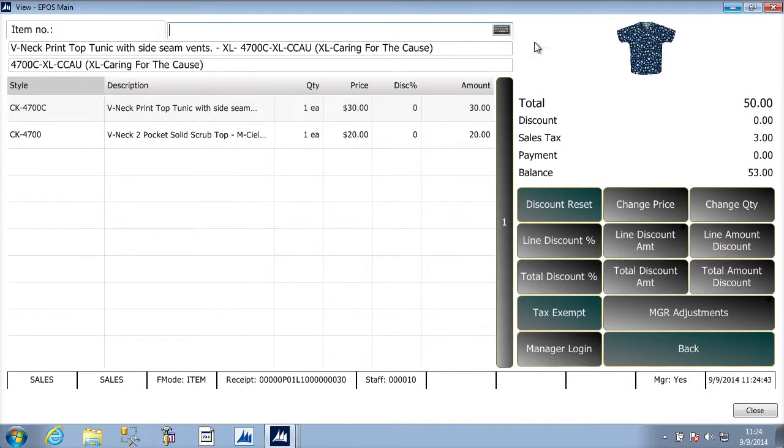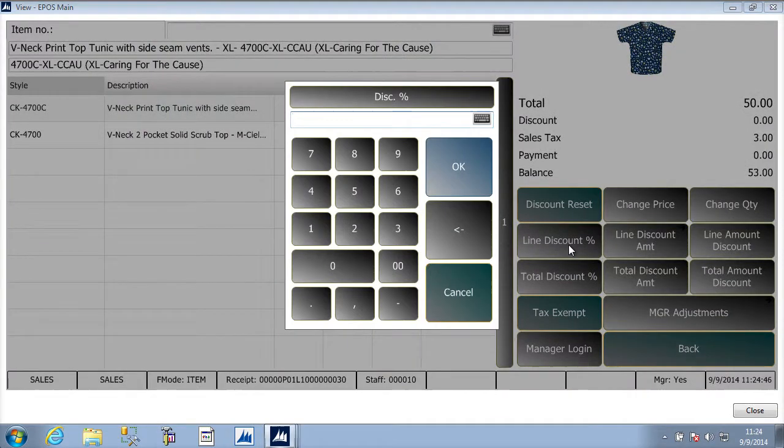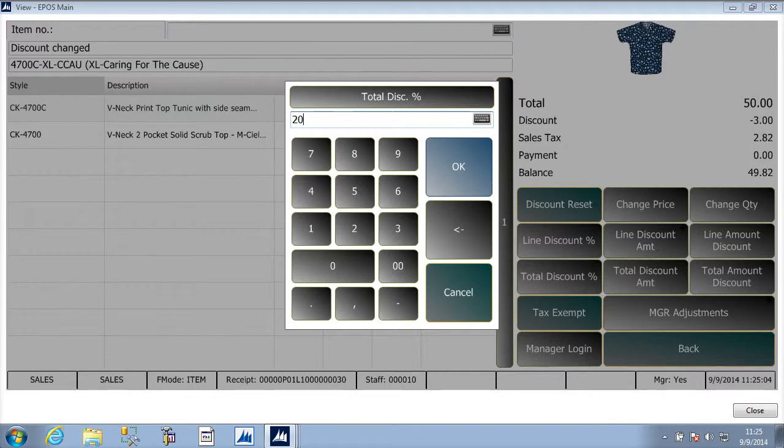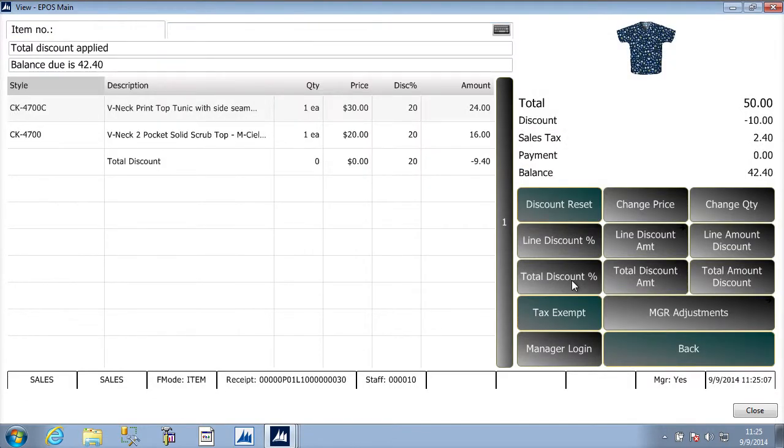Starting with the same transaction, we'll now apply a line discount of 10% to line number 1. And as before, we've got a $3 discount with an ending price of $27. We'll now apply a total discount of 20%, which is higher than the 10% discount. Notice how the discount is now changed and only the total discount is being used since it is the higher discount. And we have achieved the $10 total discount, but ignored the 10% line discount of $3.